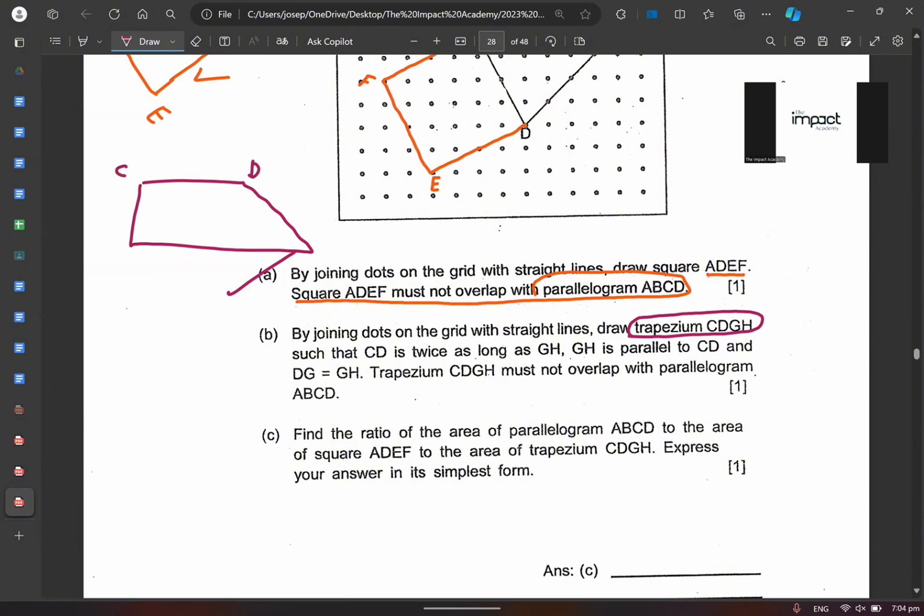All right, where is my G? G has to be here. Agree or disagree? H has to be here. Am I making sense? All right, so there's CDGH. Am I making sense? Such that CD is twice as long as GH.